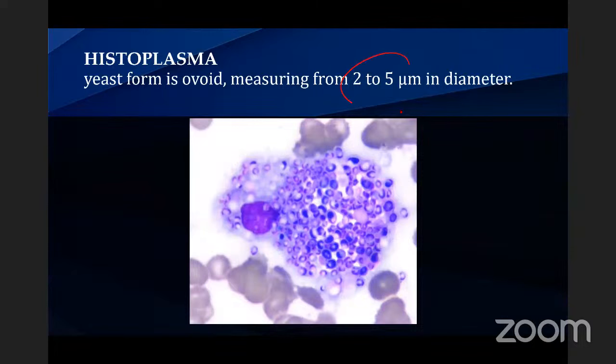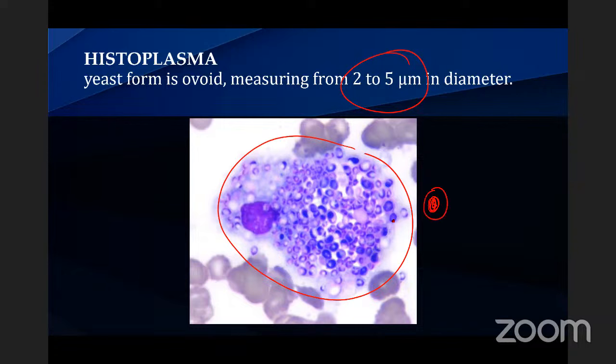So 2 to 5 micrometer, another body which is confused with LD bodies, is Histoplasma capsulatum. It is a misnomer. There's no capsule. And it is always intracytoplasmic. So LD body can be intracytoplasmic or extracytoplasmic. Histoplasma is always intracytoplasmic. And they are perfectly rounded bodies like this, and they have a clear area around them. That is typical of Histoplasma.